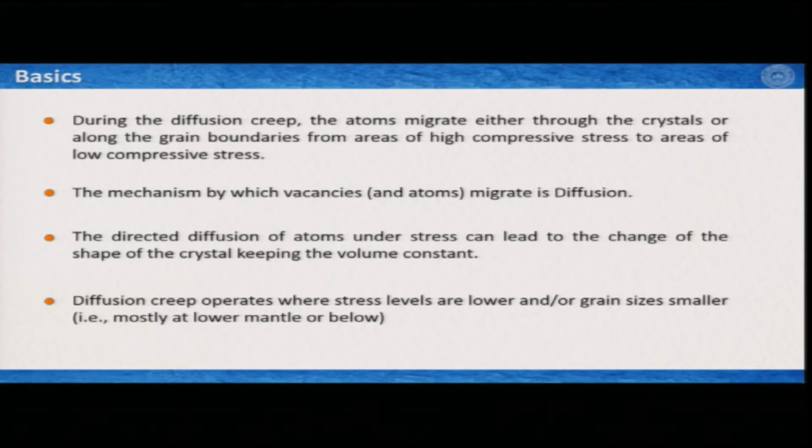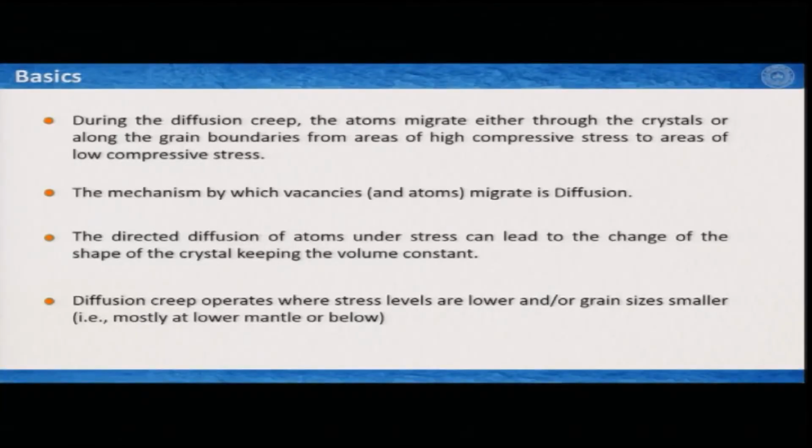And therefore, when the atoms move from one end to the other end, the vacancies also move from the other end to one end in the opposite direction. You have learnt it when you have learnt the crystal defects. So, the mechanism by which the vacancies and at the same time the atoms migrate is known as diffusion. Now, the directed diffusion of atoms under stress, that means if all the atoms are moving in a particular direction and the vacancies in the opposite direction, then this can lead to a change of the shape of the crystal where the volume remains constant.